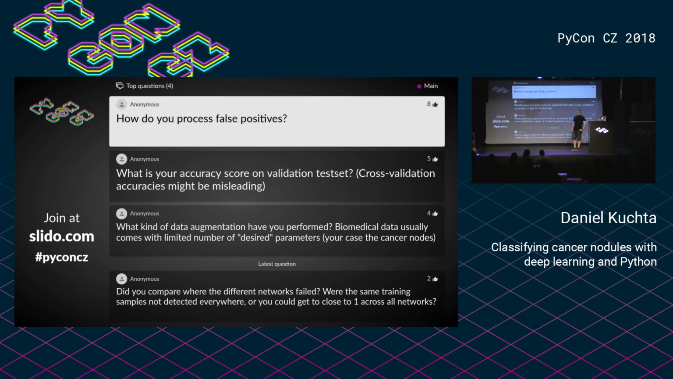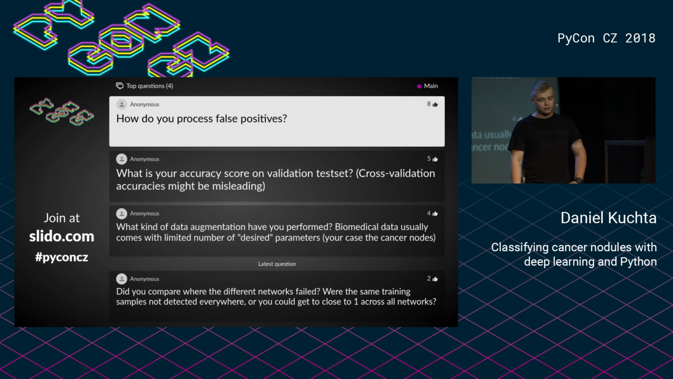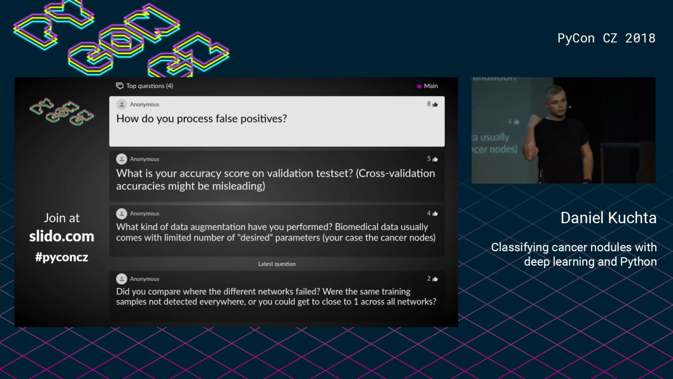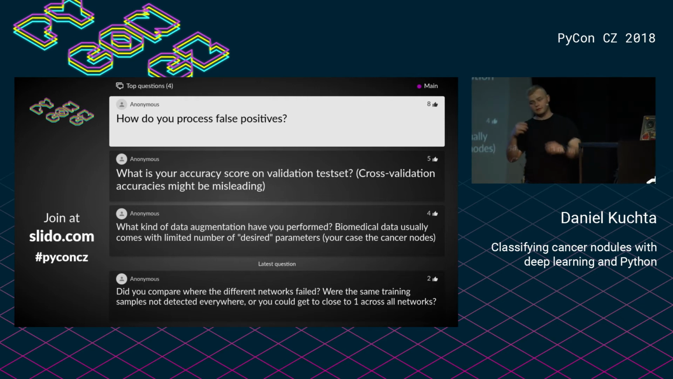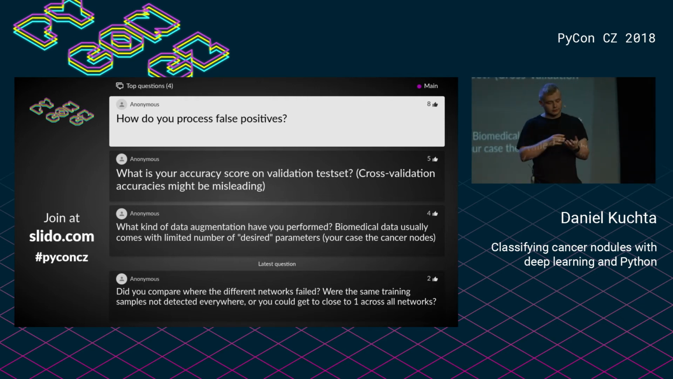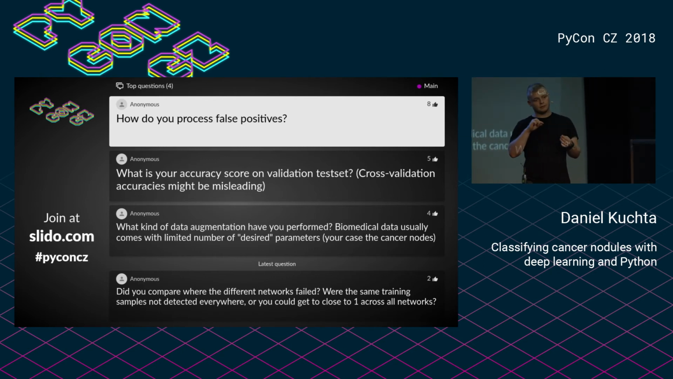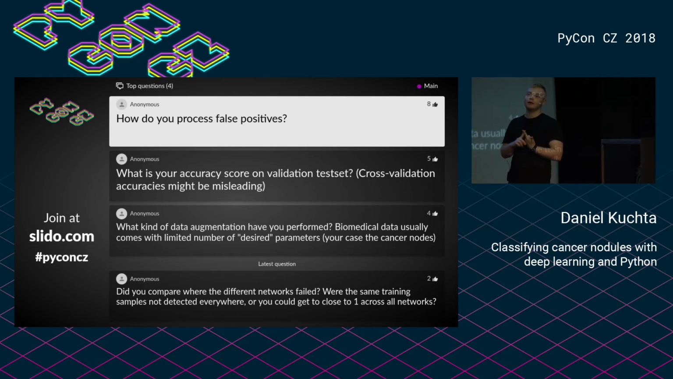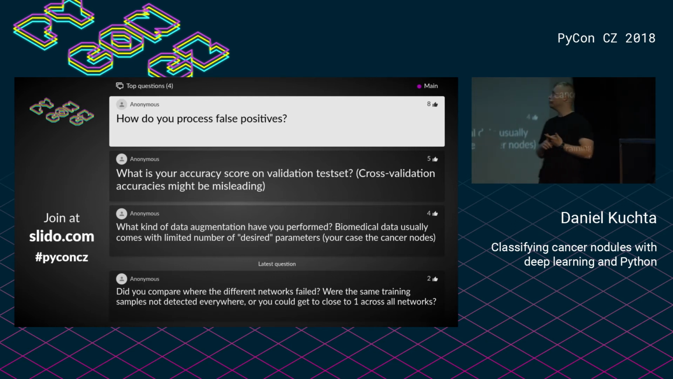And how do you process false positives? Yeah, so in the segmentation part, that's the goal of our second network. The first convolutional network is doing pixel level segmentation, and the second network, the feed-forward one, is just trying to detect the false positives in the segmentation of the first network. So that's how we deal with false positives in the segmentation part.